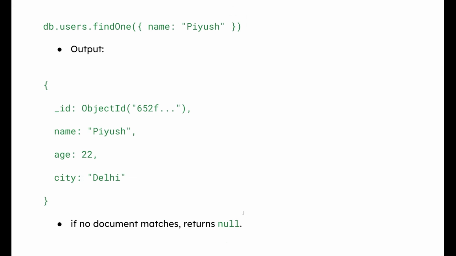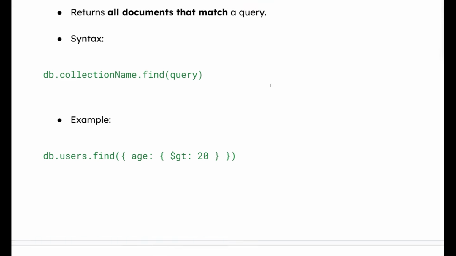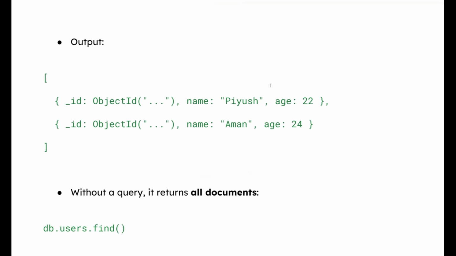And similarly, there is one more, which is find. So what will find do? It will take out all the documents that match your query. So that is the main definition and the working process of these two different methods, right? I hope you understood till now.